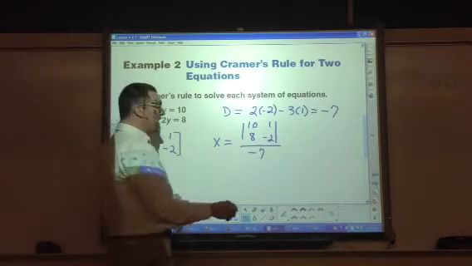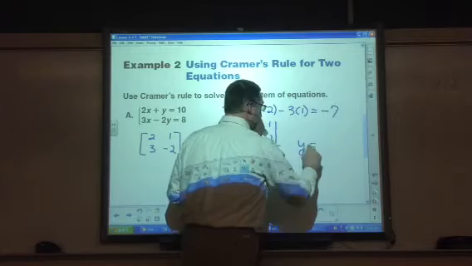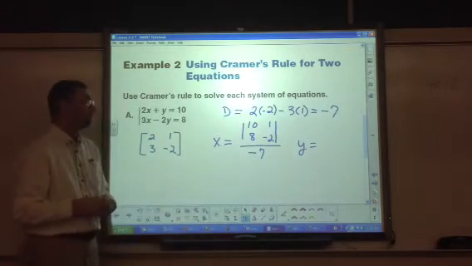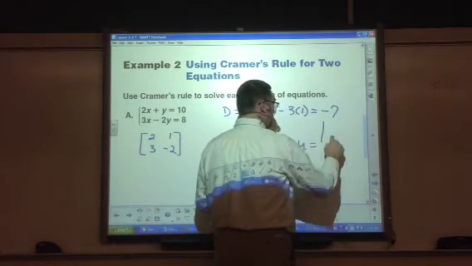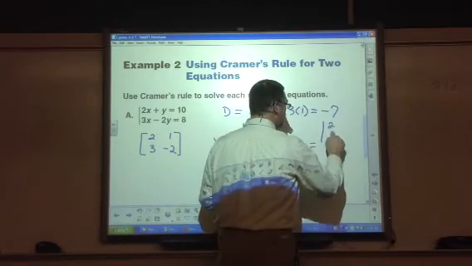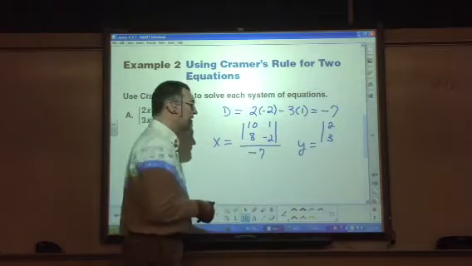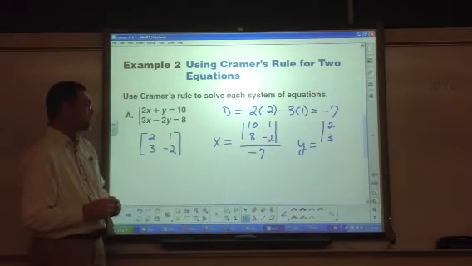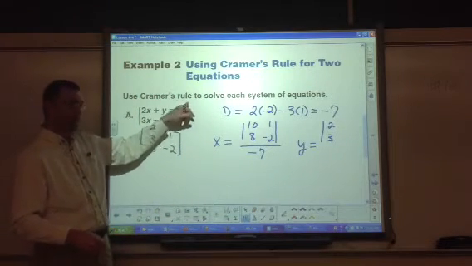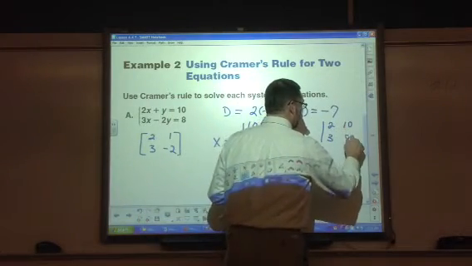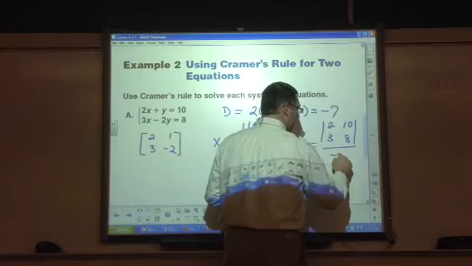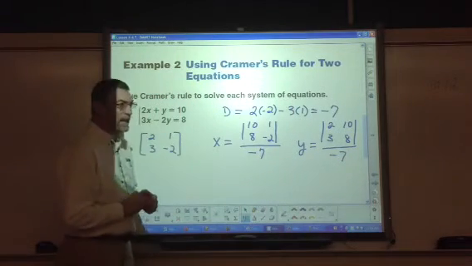To find y, we use the numbers for x, 2 and 3, the coefficients for x, and we're going to replace the coefficients of y with the constants 10 and 8. And then that's divided by our determinant of negative 7.